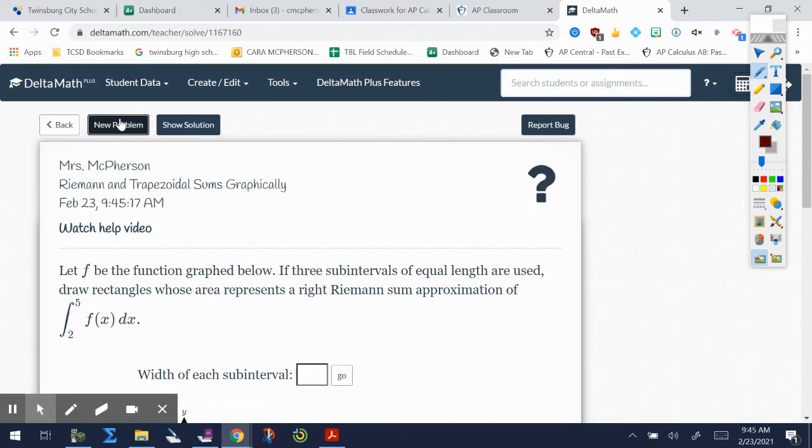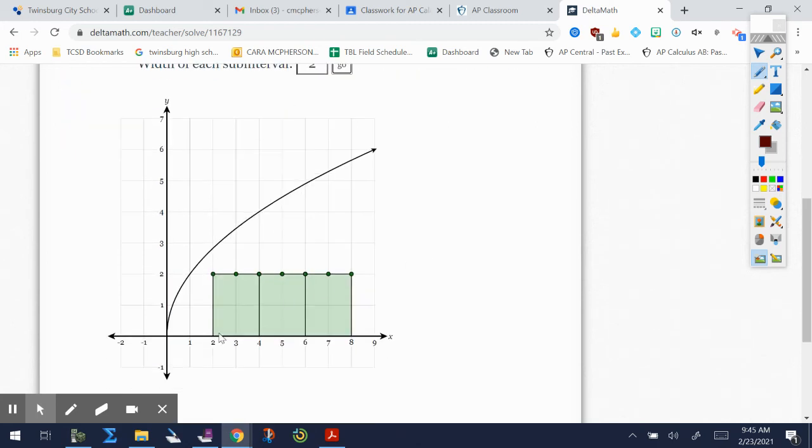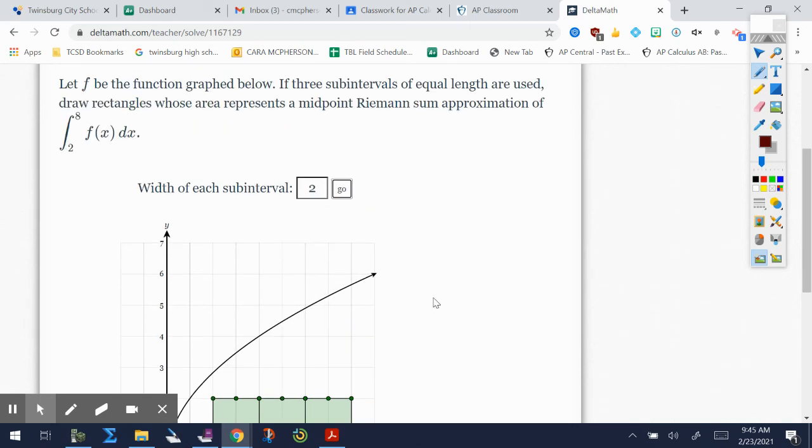See if I can find a midpoint one. Here we go. Midpoint are definitely not as common. They still have to give you a lot of the same information. So this time we're going from 2 to 8, and we're splitting it into 3 partitions, 3 subintervals. So 2 to 8 is 6 units long, split 3 ways. That means each one's going to have a width of 2. So there are my 3 rectangles going from 2 to 8, all split evenly.